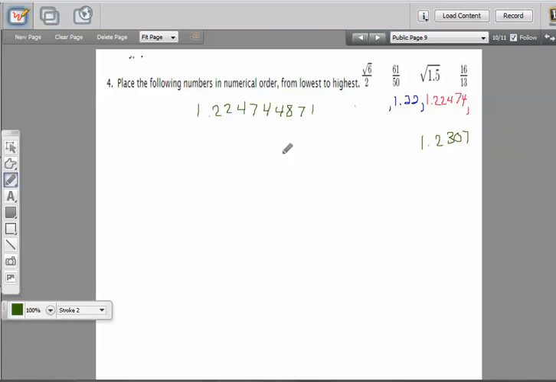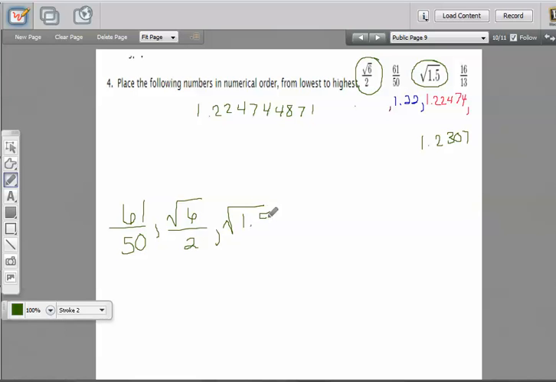All right, so place the following numbers in numerical order from lowest to greatest. The lowest is our 61 over 50 for sure. And then it's kind of tied between the square root of 6 over 2 and the square root of 1.5. And then our greatest one is definitely the 16 over 13.